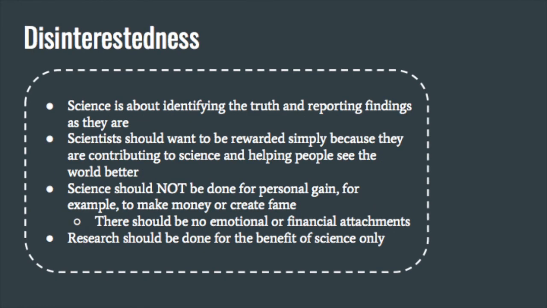The third norm that we will discuss is disinterestedness. This simply means that science is about identifying the truth and reporting findings as they are. Scientists should conduct their work without bias and should ignore outside influences and personal beliefs. Scientists should want to be rewarded simply because they are contributing to science and helping people understand the world better. Science should not be done for personal gain, to create fame or make money, but for the benefit of a common scientific enterprise.